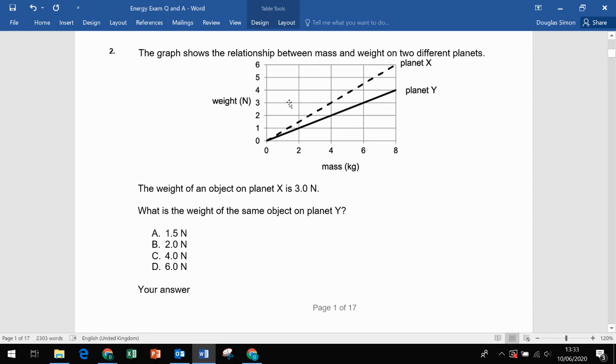So what are we going to do? Well, a weight of 3 newtons corresponds to a mass of 4 kilograms. So on planet Y, 4 kilograms is going to be 2 newtons. So the answer is B.